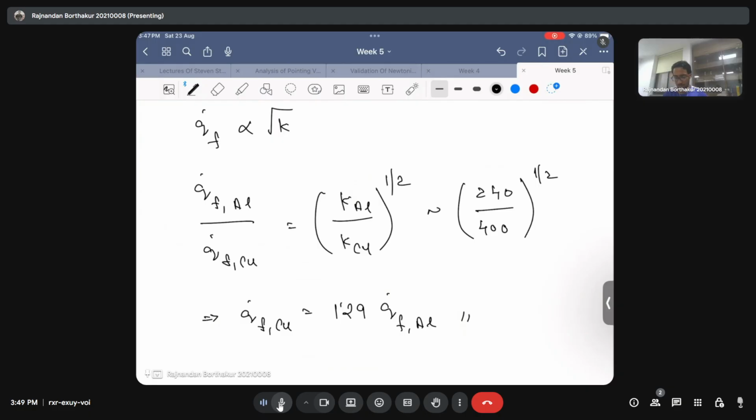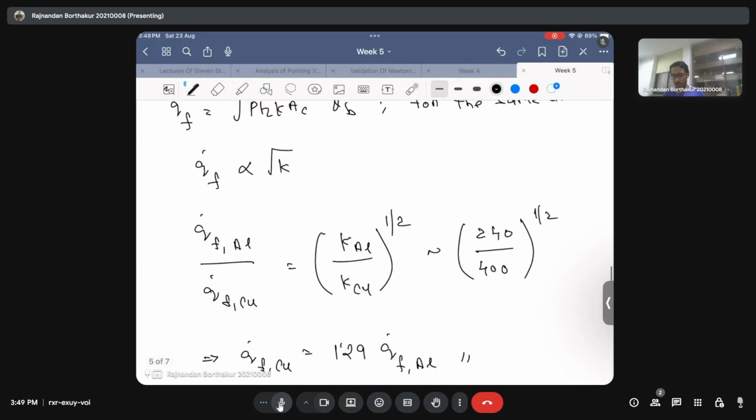So that's the answer of the second part, that if you install a copper fin of the same diameter, you will enhance the rate of heat transfer by 1.29 or roughly 1.3 times that of an aluminum fin of the same diameter. All right, so that ends the first question, and I'll again stop here for a couple of minutes, and then we will solve the second question of this exercise.